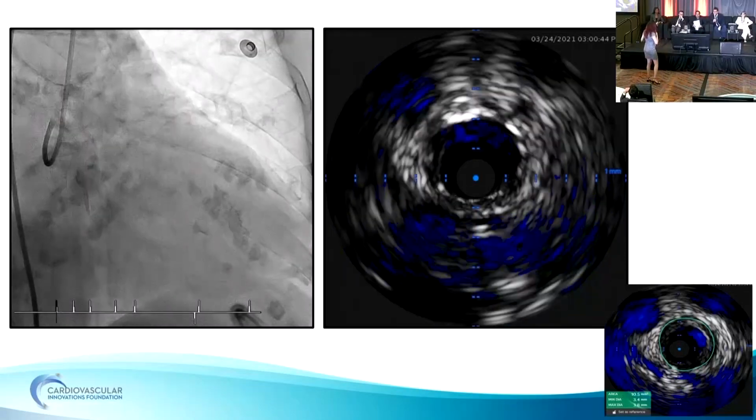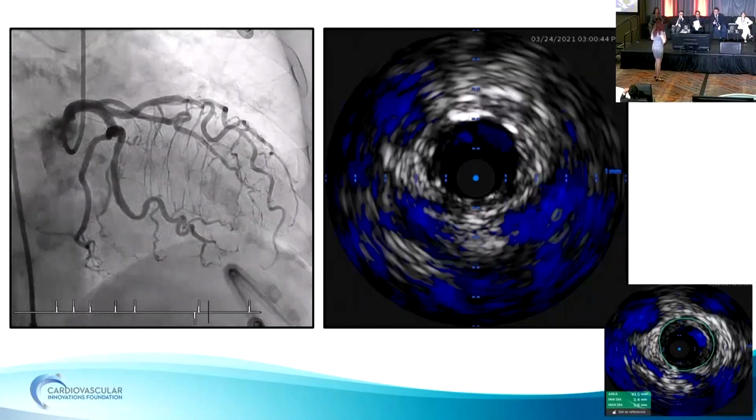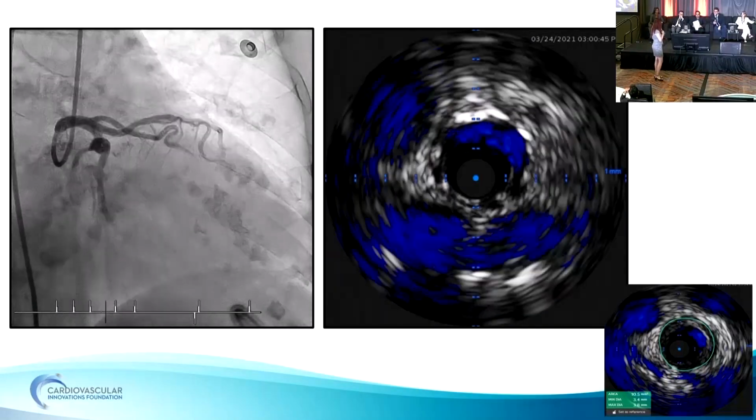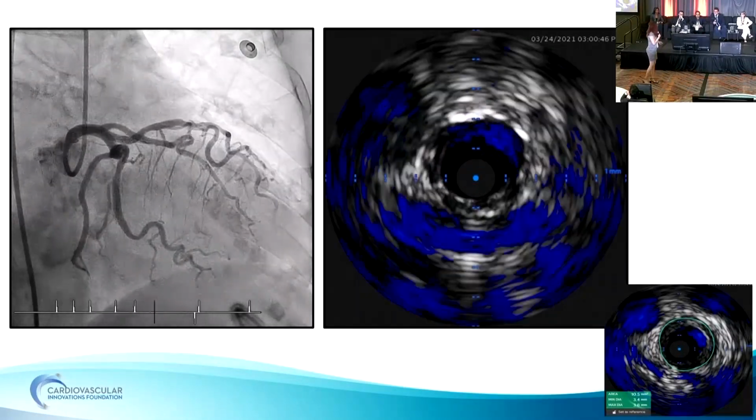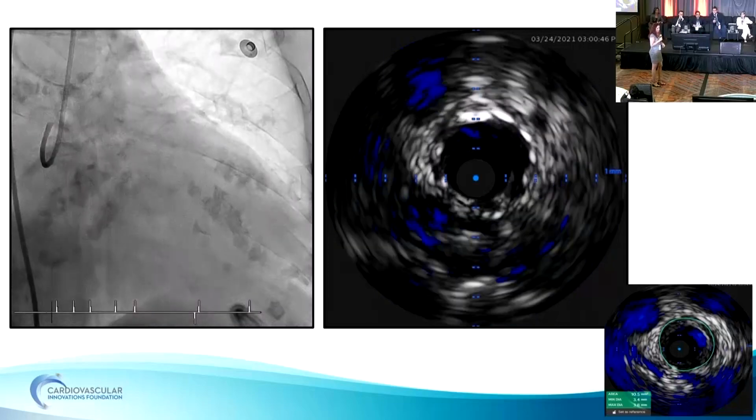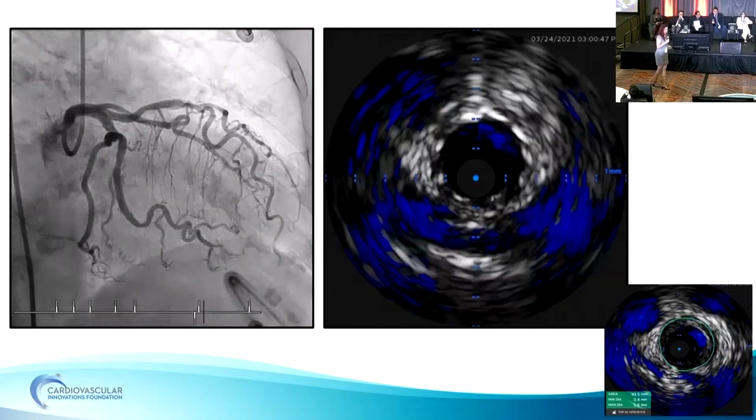Yeah, we still had that problem, so we brought her back later, and yeah, we fixed it. Again, same thing. We did a better job with the guide and then using a stiffer wire and everything else. So you can see the 3 layers of stent.